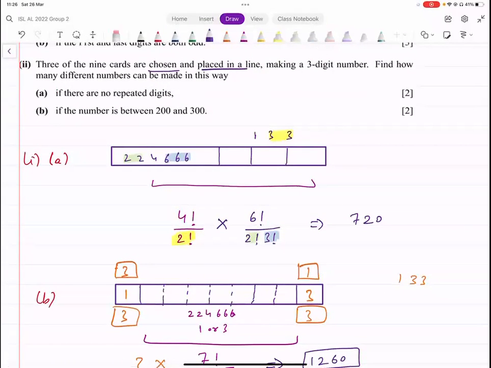Now the second part says, what happens if the number is between 200 and 300? अब देखिए उसने यहाँ पे restriction नहीं लगाई है कोई. उसने ये नहीं कहा कि numbers repeat नहीं हो रहे. That's not what is given. Numbers repeat हो सकते हैं. But now we've got to figure out कि 200 और 300 के दरमियान में आपके कितने numbers possible.